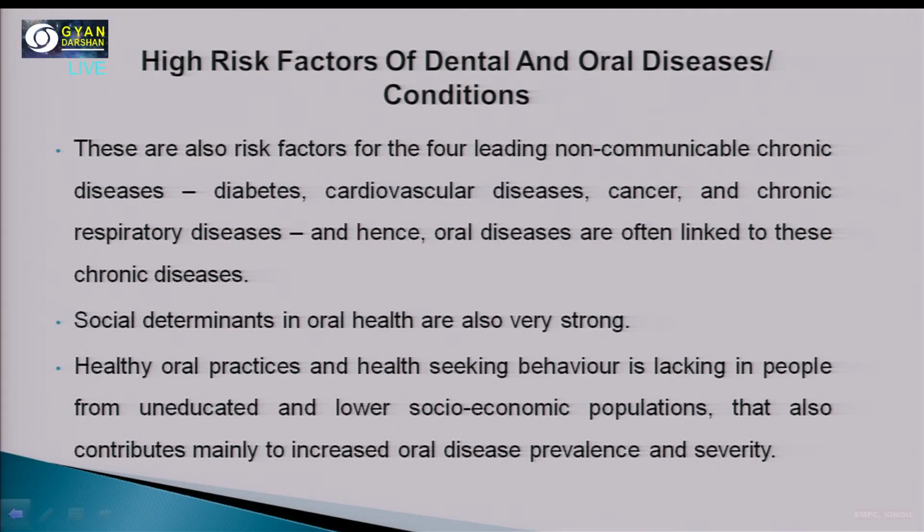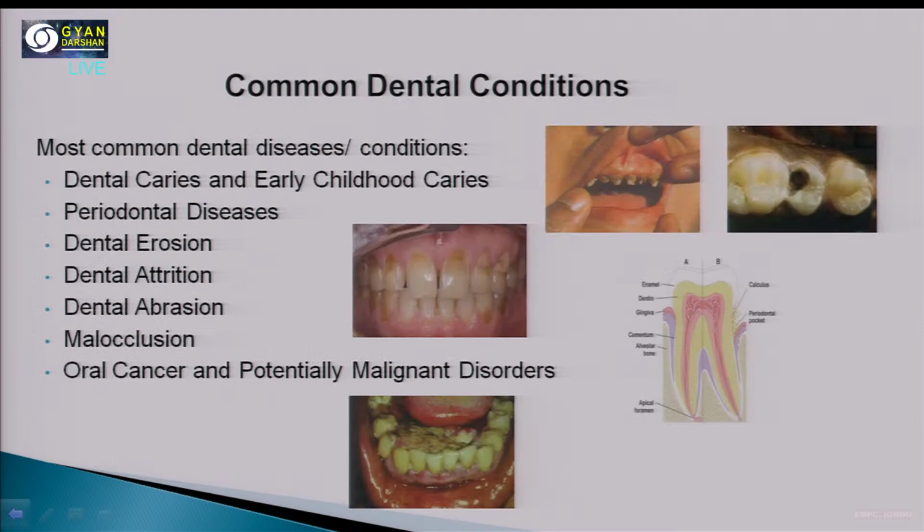Apart from these risk factors, there are certain social determinants in oral health which are also very strong. Social determinants means people who are uneducated or who have not much awareness about oral health. They are the people in whom we will find very poor oral hygiene, or people who are from a lower socio-economic background, or who follow certain cultures and customs where there is not much awareness regarding oral health.